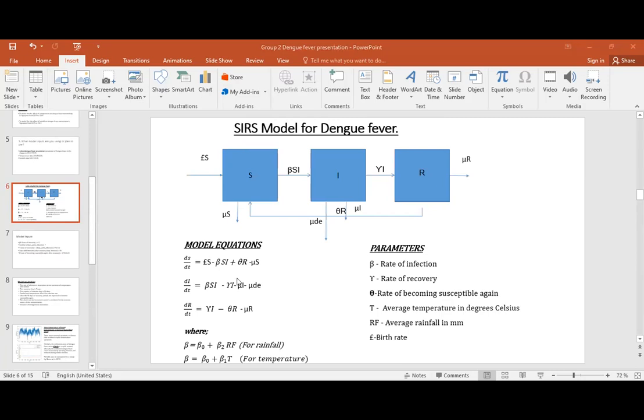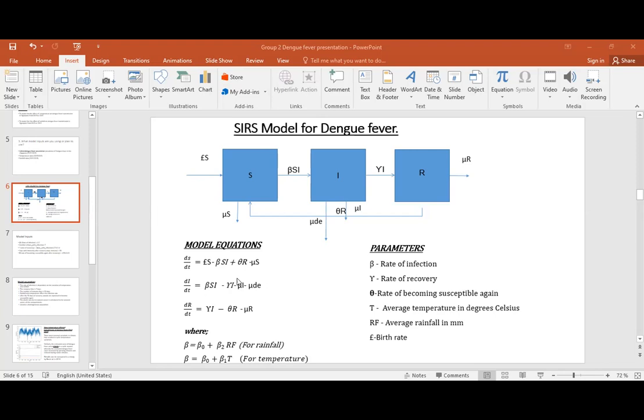So are we modeling the transmission of dengue fever in humans alone? Did we forget about the contribution of the vector, which is the Aedes mosquito? We had previously first considered the humans. Yeah, so maybe we can also plan to include the vectors too.